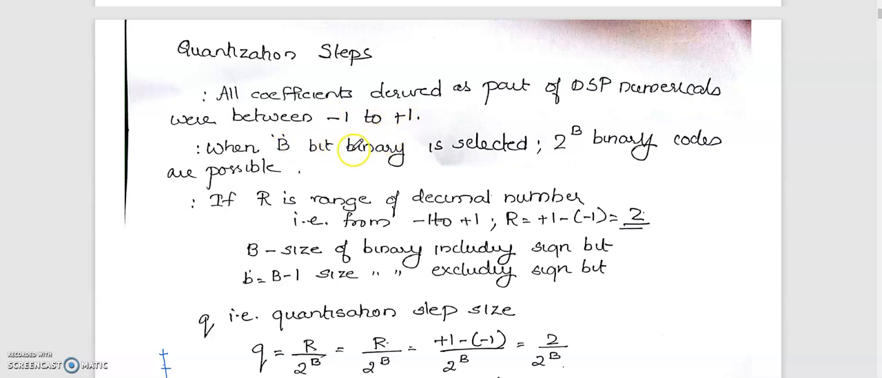And when a b-bit binary is selected, you can generate 2^b binary codes, meaning that if you have 4-bit binary, then you can have 2^4 binary codes. And if the range is defined by -1 to +1, then R will be equal to +1 minus (-1), which equals 2. Now capital B is the size of the binary including the sign bit, and small b is equal to B minus 1. This small b excludes the sign bit.